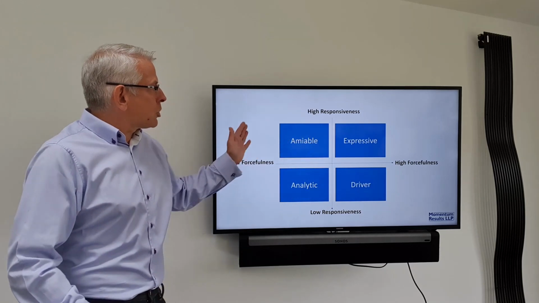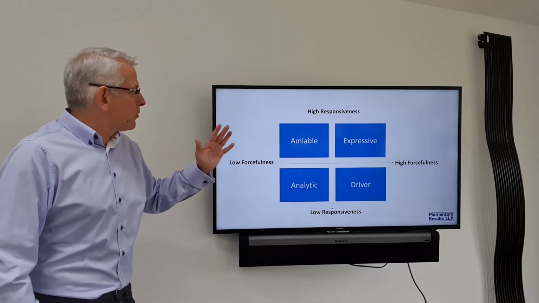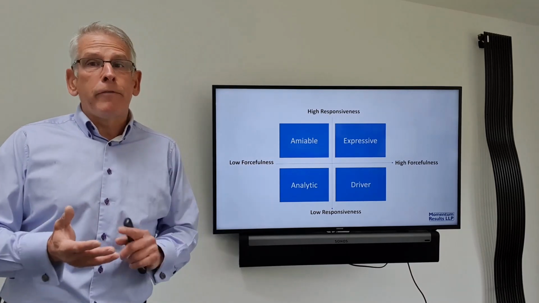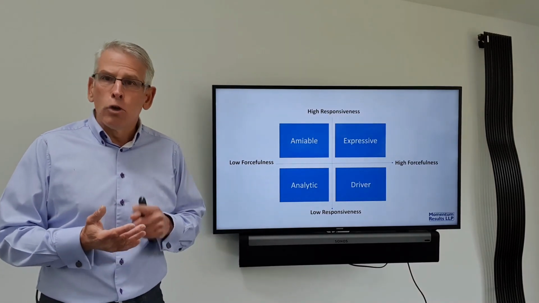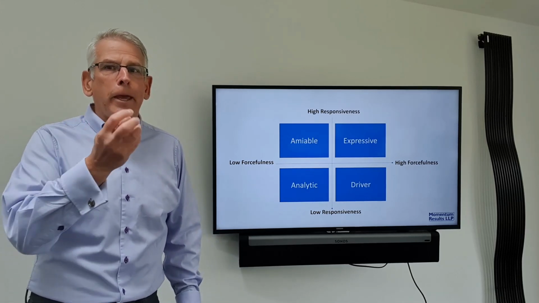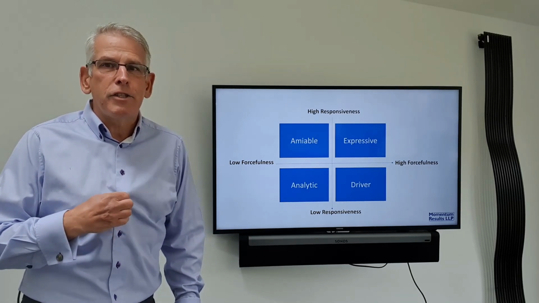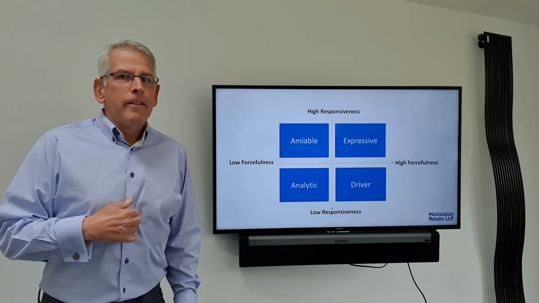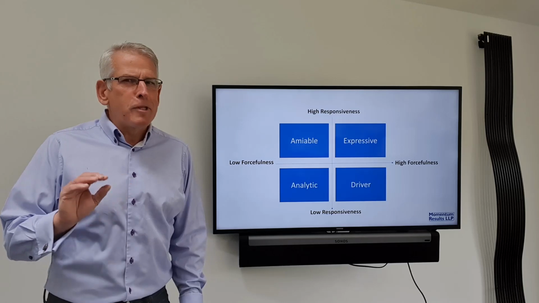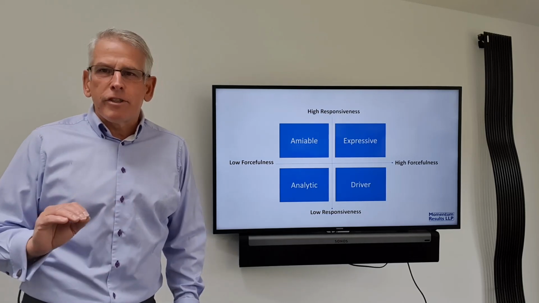Okay, if we come along to the top, we have high responsiveness and low forcefulness, amiables. Amiables tend to be very warm, very friendly, build good quality relationships, get on well with others. Equally very good at picking up on the nuances of conversations, the nuances of what's being said. They also can tell when people aren't quite being as sincere. They can read between the lines. They build very trusting relationships.